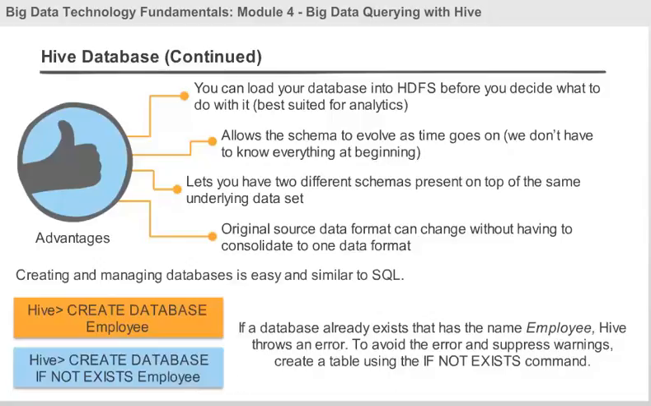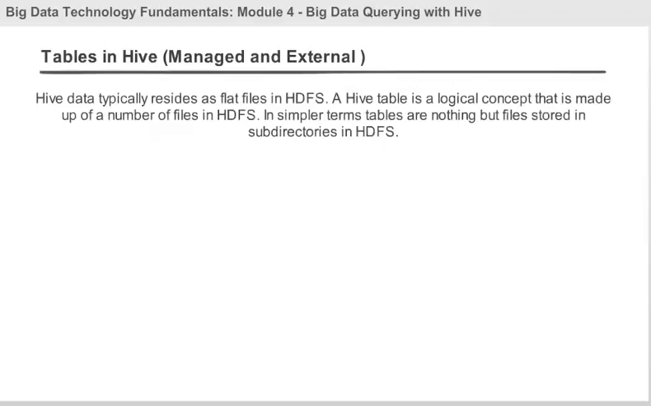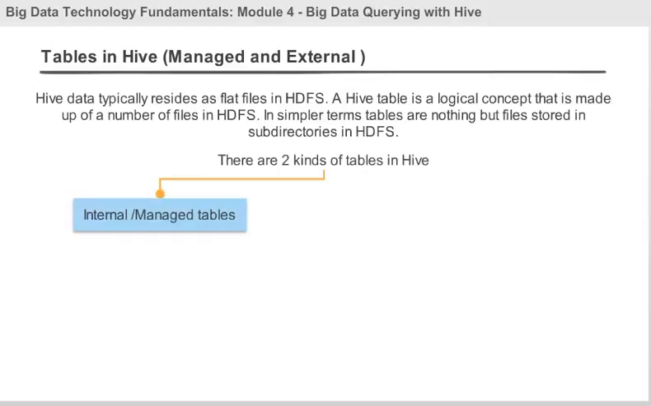In Hive, data typically resides as flat files in HDFS. A Hive table is a logical concept that is made up of a number of files in HDFS. In simpler terms, tables are just files stored in subdirectories in HDFS. There are 2 kinds of tables in Hive: internal managed tables and external tables.